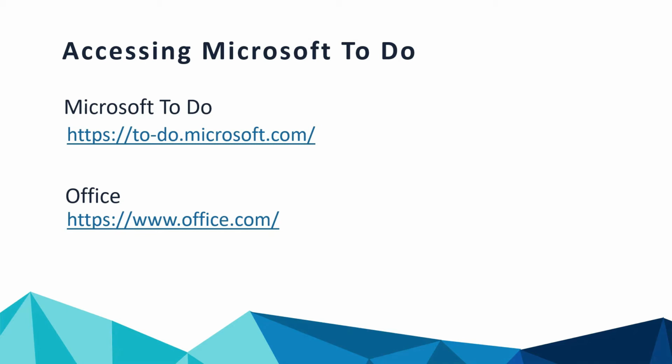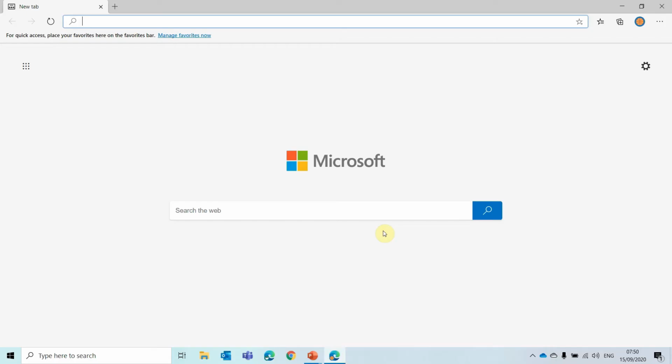As we have seen, we can access Microsoft To Do using apps or using the web version. For accessing through the web, we can go to a browser and open these two URLs. Both of the URLs open the To Do app, so we can use any of them. First is todo.microsoft.com and the other one is www.office.com. So we'll open an instance of a browser and go to todo.microsoft.com first.